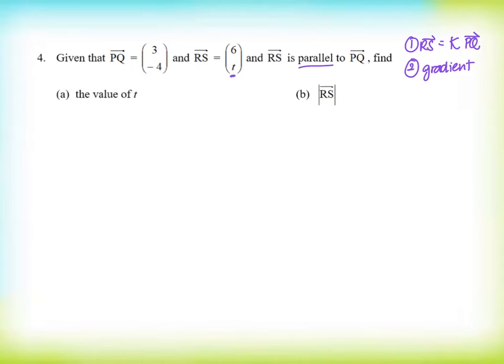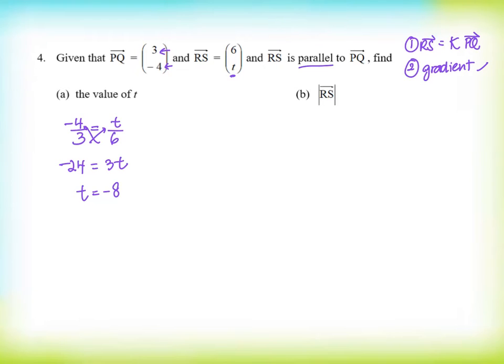So now I'm going to use method 2, the gradient, to help us find the value of T easily. In order to find the gradient of a vector, what do we do? Well, we take the y, which is the rise, over the x value, which is the run. So the gradient of PQ is -4/3. This is equal to the gradient of RS. So RS will be T/6. Cross multiplying, we can get our answer. And in this case, T will be equal to -8.